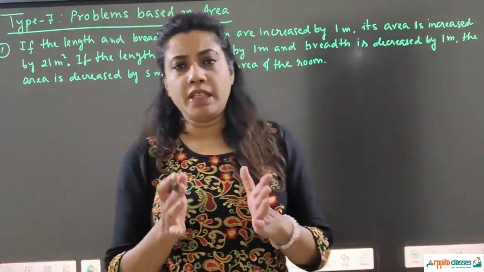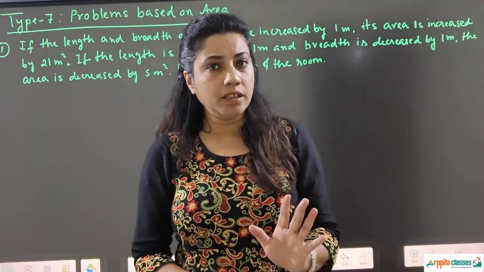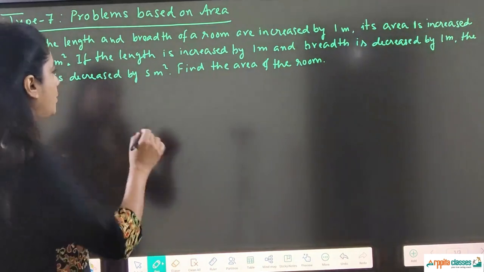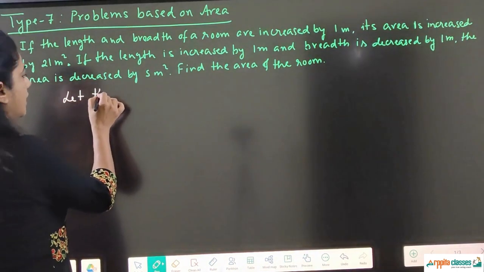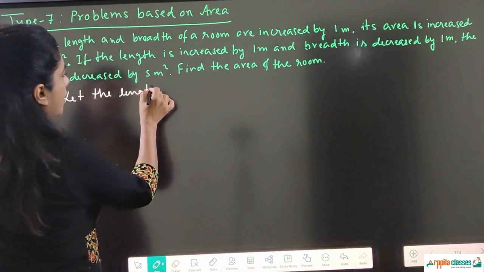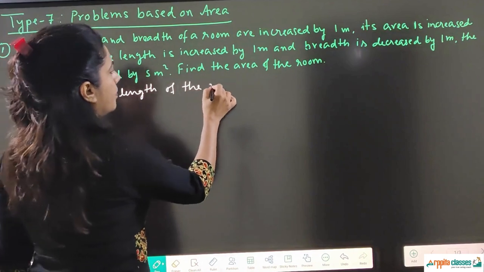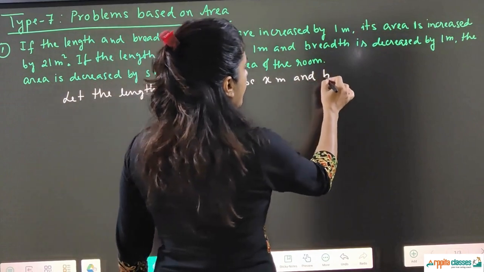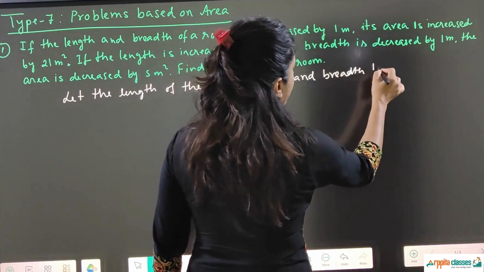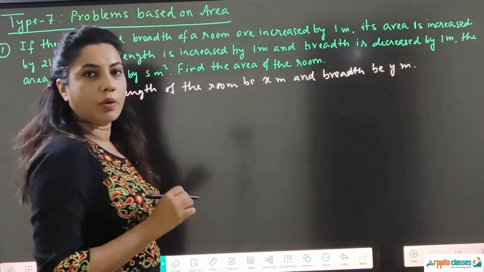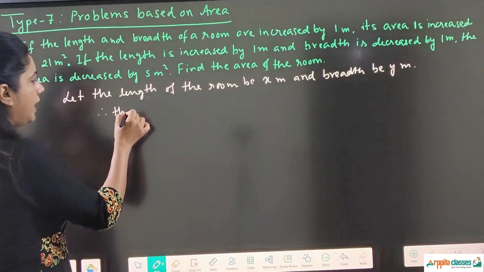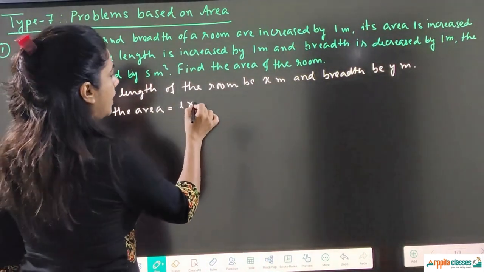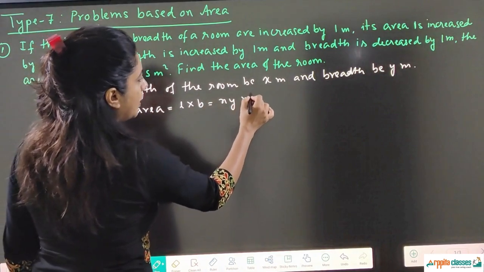Fine. So this kind of sum, first we'll consider the length, the breadth and the area. We'll find out the area, considering the original length and original breadth. So let us write down, let the length of the room be x meter and breadth be y meter. Therefore the area, we know that area of a rectangle is length into breadth. So length into breadth, that is xy meter square.